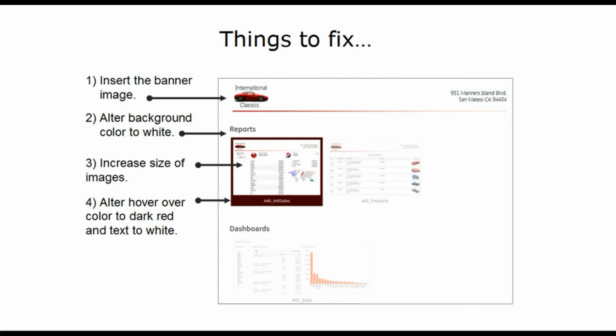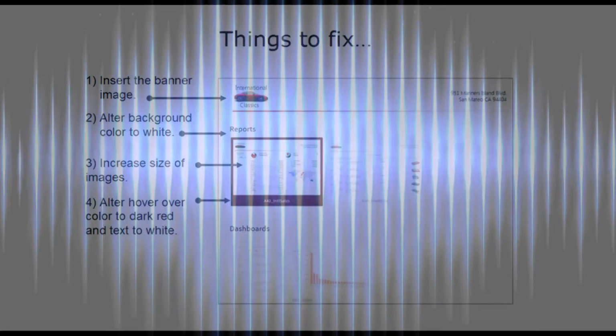Let's do a checklist. First of all, we've got to insert the image banner. Alter the background color to white. We want to obviously increase the size of the images, and also alter the hover color so it's branded as our red, and change the text to white. And we'll do that next.